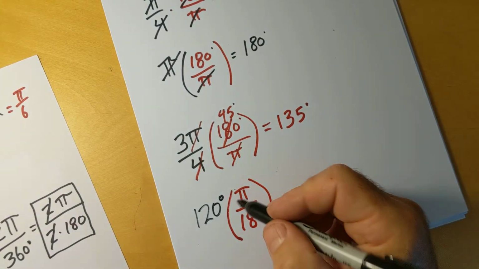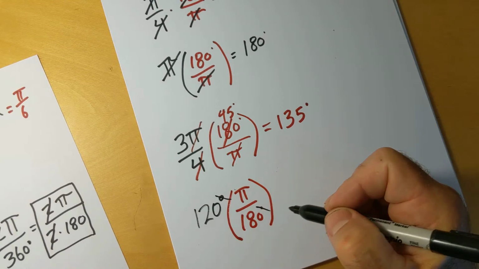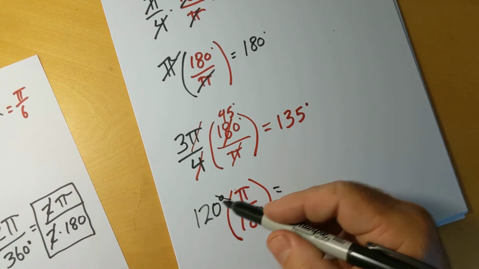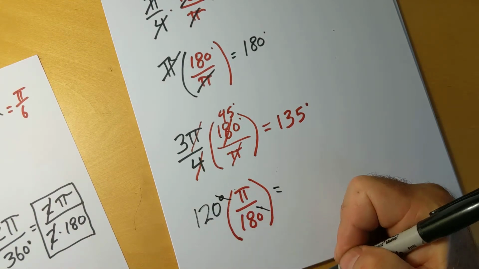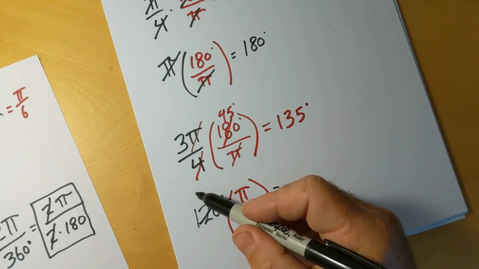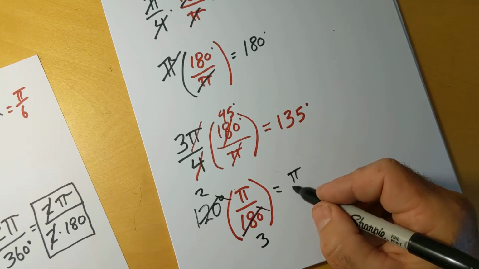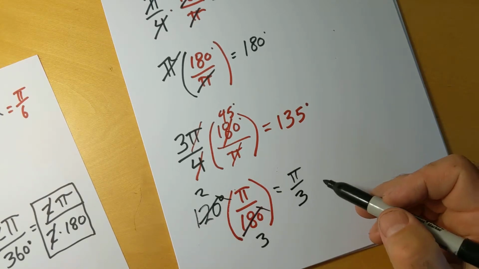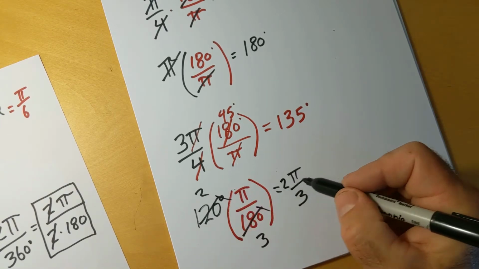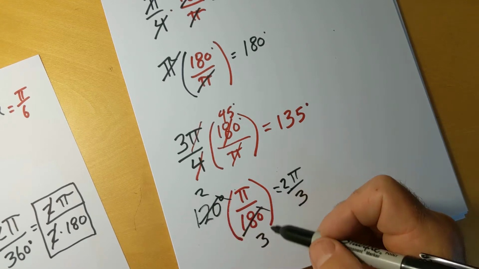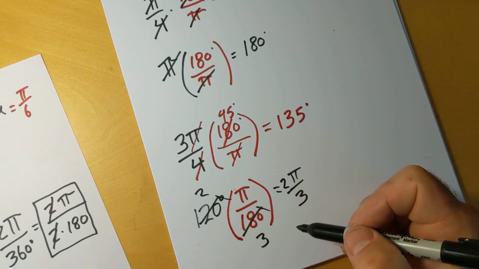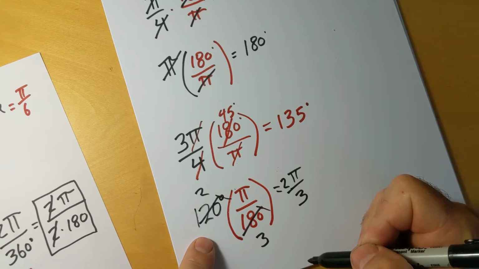Here my degrees cancel. And then I want to reduce this fraction, 120 pi over 180. 60 will go into here twice. 60 will go into here 3 times. It'll give me pi over 3. And no, I'm sorry, 2 pi over 3. And that's the equivalent of 120 degrees.